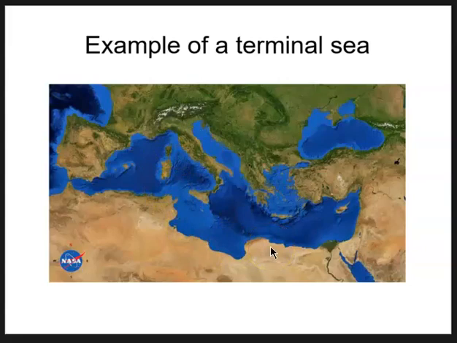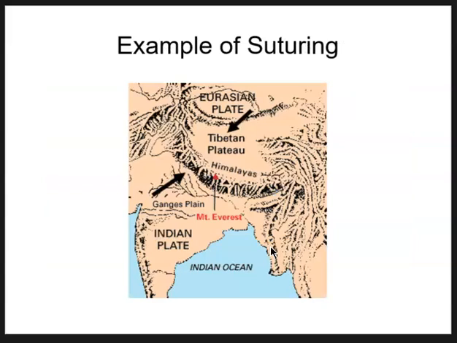Now, once you get to the final stage of suturing, you no longer have an ocean there anymore. The Himalayas are a good example of this, where you had, I'm going to show you in a second, another image, where you had the Indian plate colliding with the Eurasian plate. There used to be an ocean in between them. But they have sutured together, and because they have continued to press against each other, you have the Himalayas, which are a non-volcanic mountain chain.